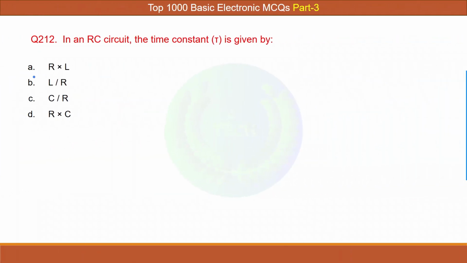Next question, question number 212. In an RC circuit, the time constant is given by option A, R into L, option B, L by R, option C, C by R, option D, R into C. The answer is option D, R into C.